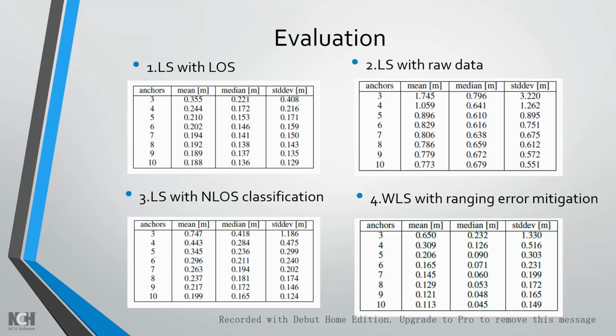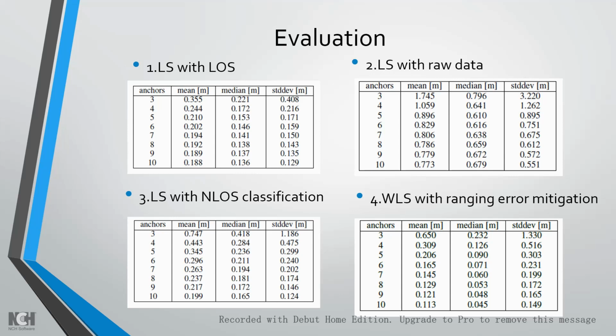This is an evaluation of the different localization methods. The first table is the least square algorithm using only LOS signals. The error is very small. The second table is the least square algorithm with raw data. We can see the error is very large because of the NLOS signals. The third method is the least square algorithm with NLOS classification. We can see the result in this method is very close to the first one.